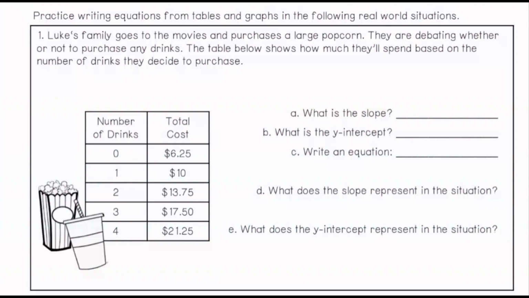Now looking at our examples, number 1: Luke's family goes to the movies and purchases a large popcorn. They're debating whether or not to purchase any drinks. The table below shows how much they'll spend based on the number of drinks they decide to purchase. A, what is the slope?